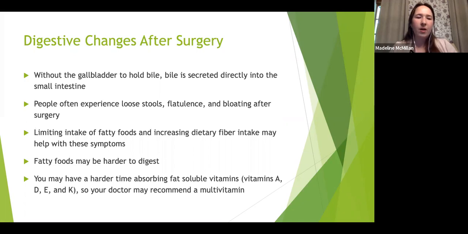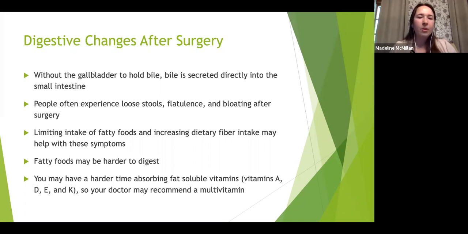Now, one thing that I want to note about this is that immediately after surgery, your doctor might want you to do a clear liquid diet for a little while and then gradually add back different food groups. So having tons of fiber right away might not be ideal, but eventually that's the diet that you want to adopt after you've had your gallbladder removed. And again, fatty foods might be harder to digest, so it's really better if you try to avoid those.